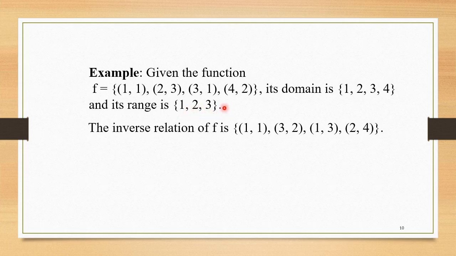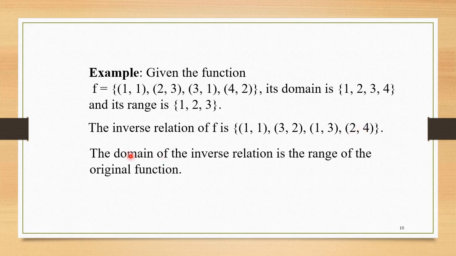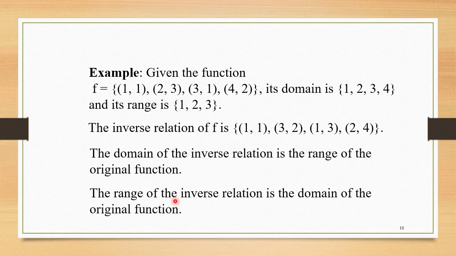And then for the range, we have 1, 2, and 3. So kapag ganitong given set of ordered pairs, we simply interchange the domain and the range. Pagpapalitin lang natin sila ng pwesto. So, from the original set of ordered pairs, for its inverse, siya ay magiging (1, 1), (3, 2), (1, 3), and (2, 4). Wherein, the domain of the inverse relation is the range of the original function, and the range of the inverse relation is the domain of the original function.